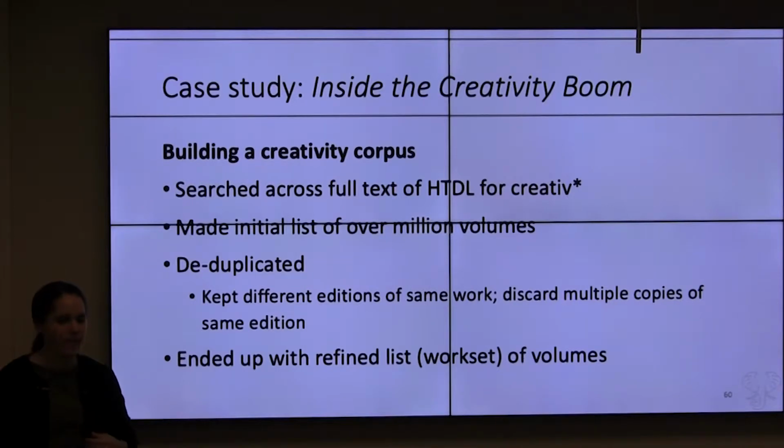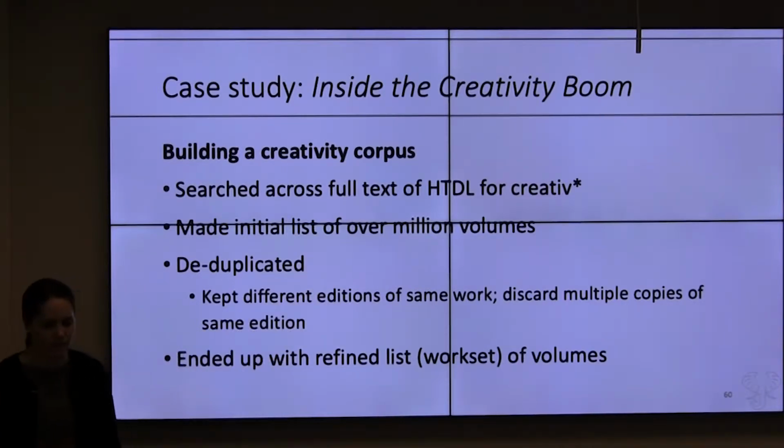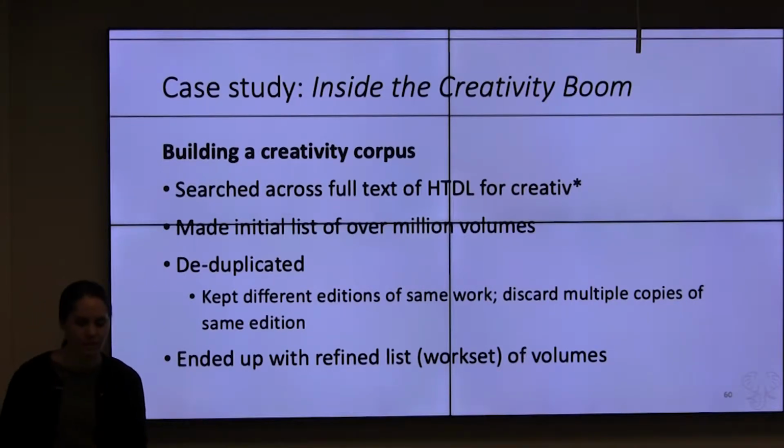Remember, Sam's looking at creative and creativity. The first thing that Sam did was search across the full text of the digital library for all volumes containing a version of creative, with the asterisk at the end. This created an initial list of over a million volumes, and then from that list, he did some deduplication.